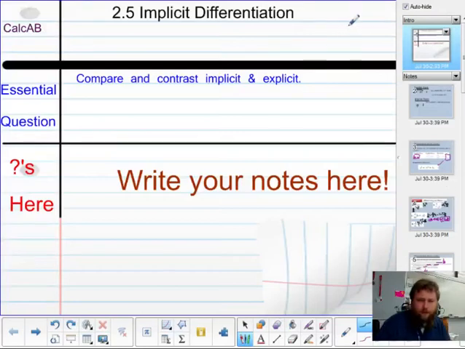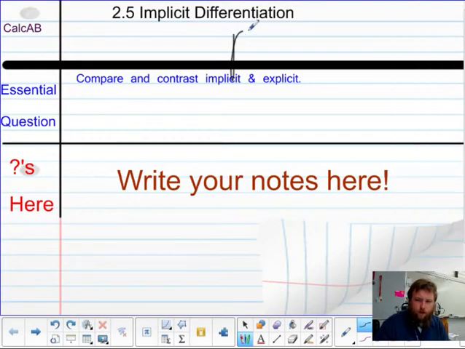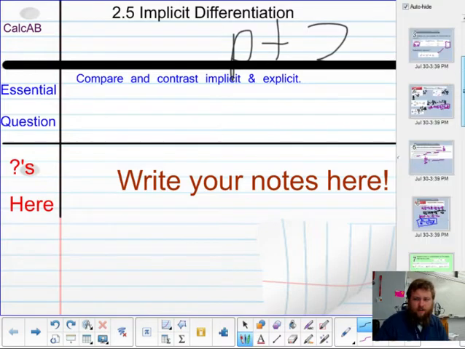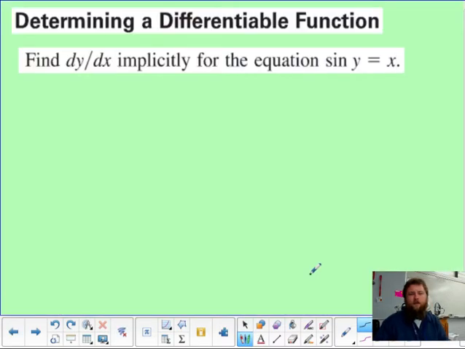Welcome, Calculus AB. This is part 2 of implicit differentiation. Let's begin. Where we left off is right here. I want to determine 3 more examples. Determine a differentiable function. Find dy/dx implicitly for the equation sine of y equals x.